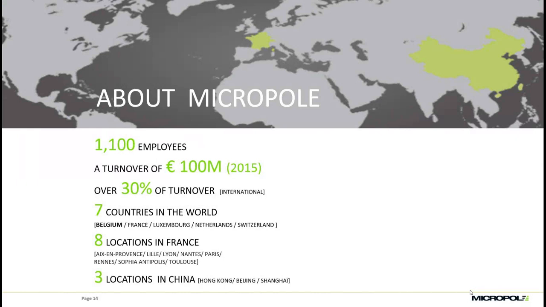So I think now there is one slide about Marco Polo and how you position yourself. Yeah, exactly. So we're now looking at the key figures of Microsoft. In total, we had a revenue of 100 million for the entire group. We're present in 4 countries: France, Switzerland, Belgium, China, and we're expanding to Luxembourg by the end of the year.